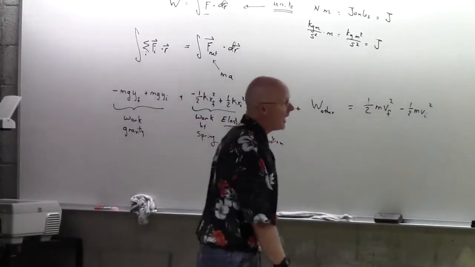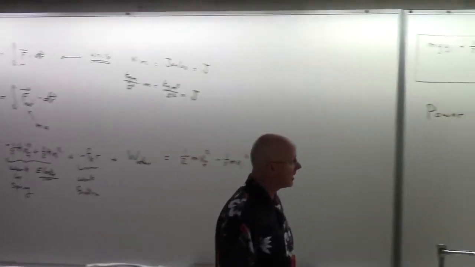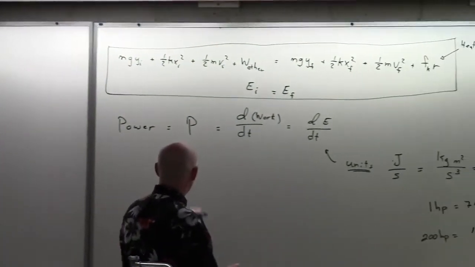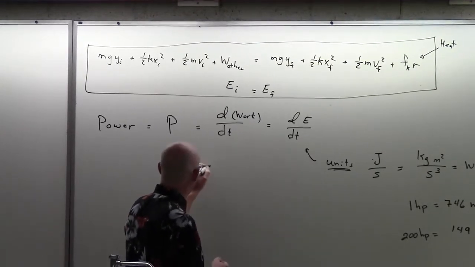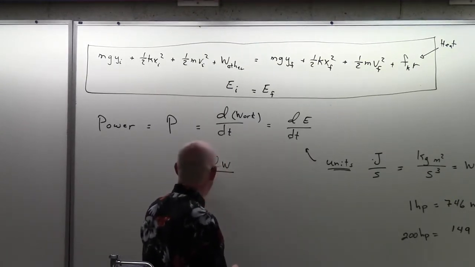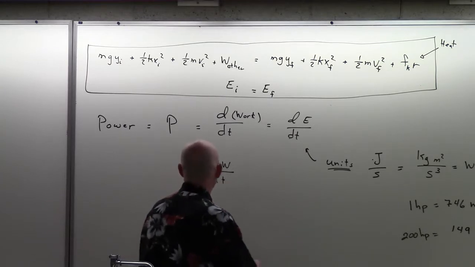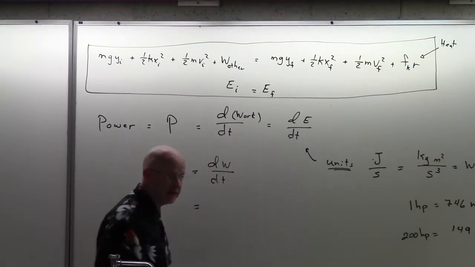Well, hope that all helps. Let me make one more step here, because another way of looking at this equation for power, let me just write it as dW/dt. So there is the rate at which work is being done.